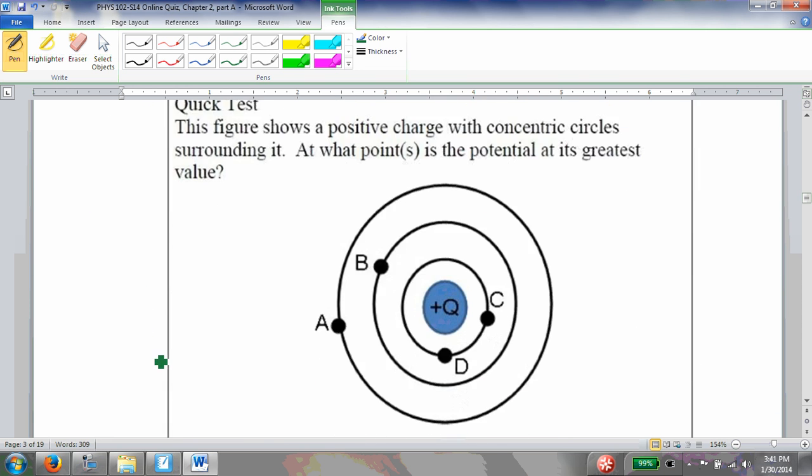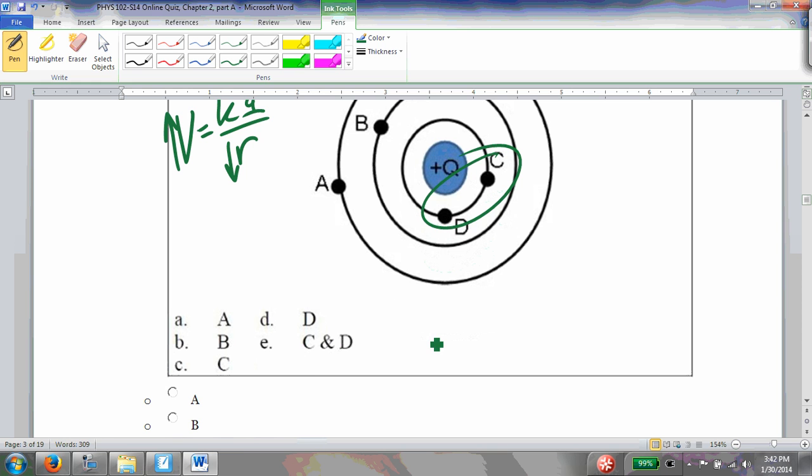All right. This figure shows a positive charge with concentric circles surrounding it. At what points is the potential at its greatest value? Well, remember potential is KQ over R. So if R goes down, V goes up. So the ones with the largest potential are the ones with the smallest radii. That's point C and D.